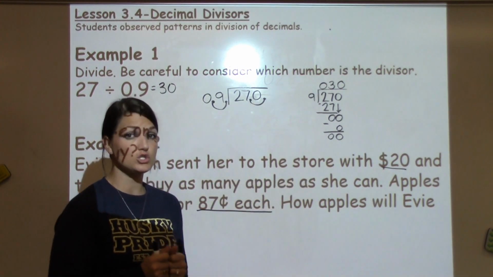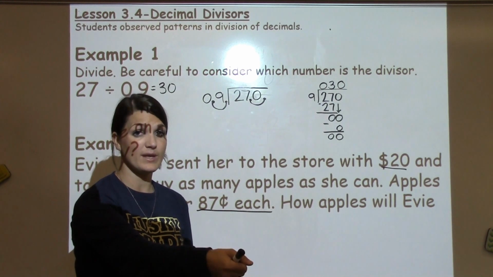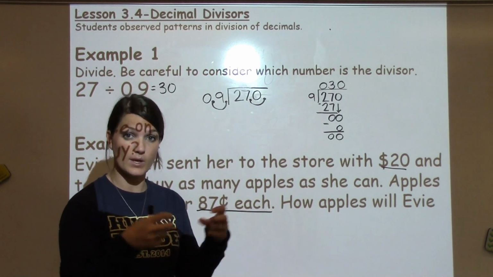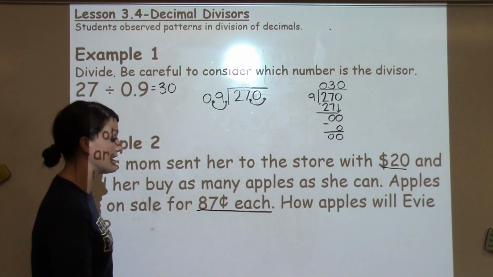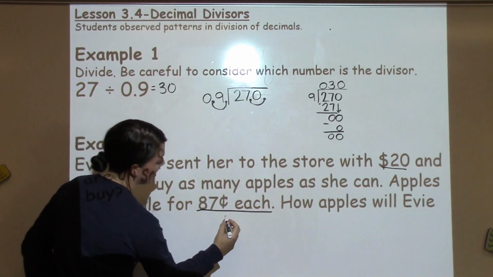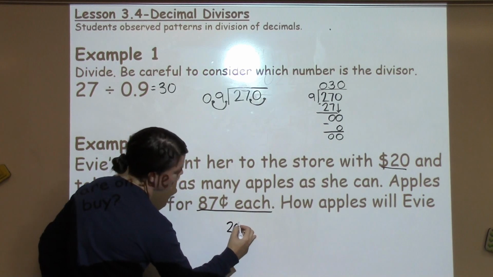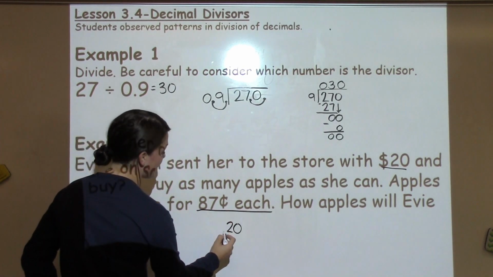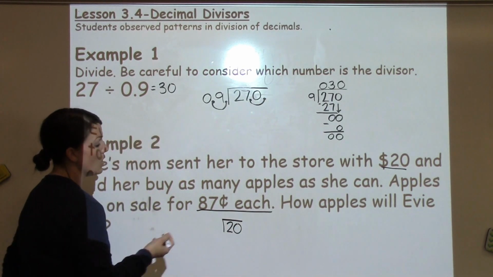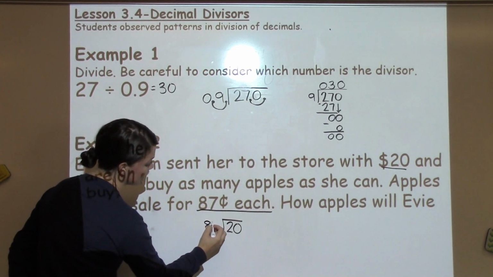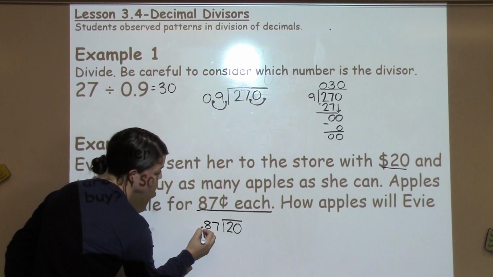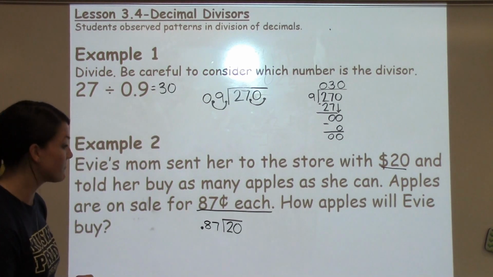Alright, but I'm going to the store with $20. That's what I'm going to spend. That's what the cashier is going to split up when I try to purchase apples for 87 each. So we always do the number that we are splitting up goes on the inside of the division house. Well, and what am I splitting it up by? I'm splitting it up by 87 cents each, which has a decimal in the front.